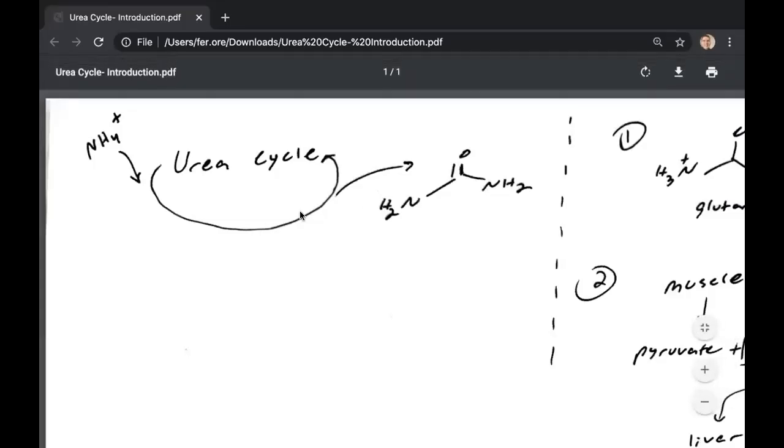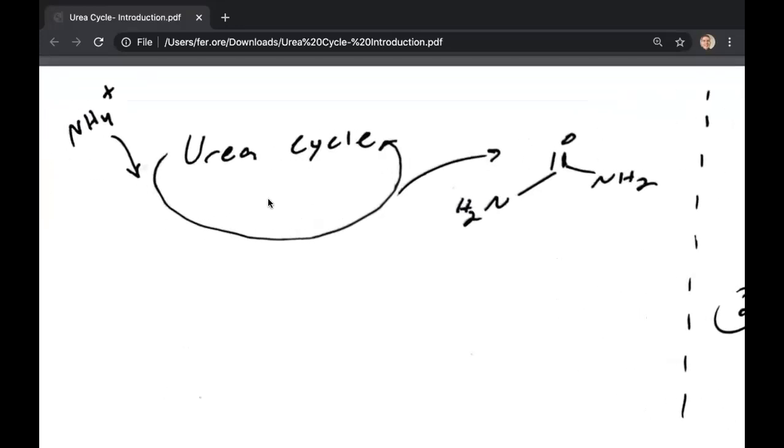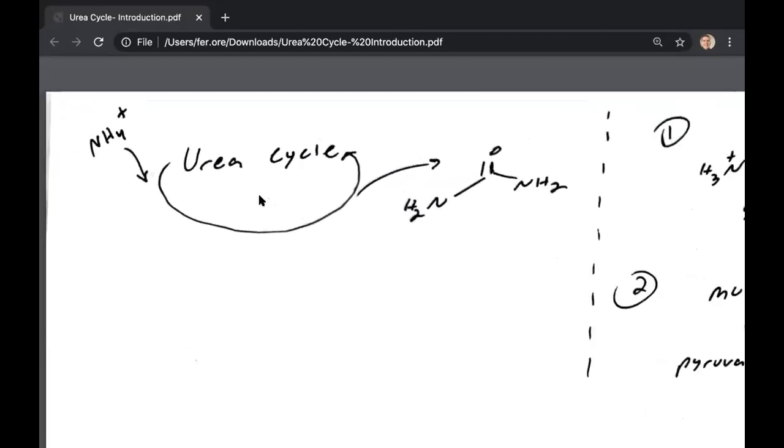Hi guys. So this is the first in a series of videos I'll be making discussing biochemical pathways. And in today's video, I'm going to be talking about the urea cycle. So what is the urea cycle?